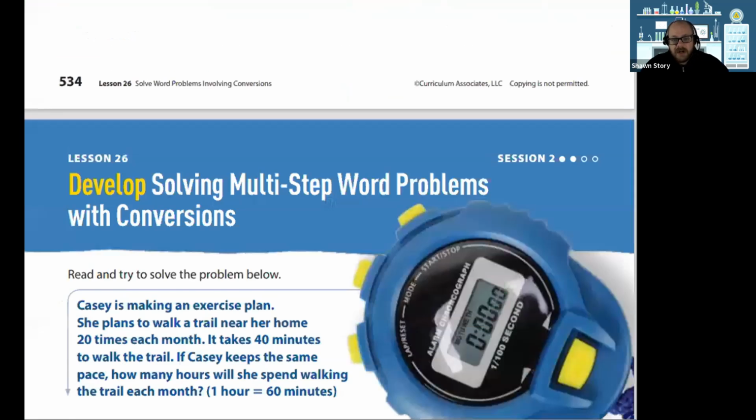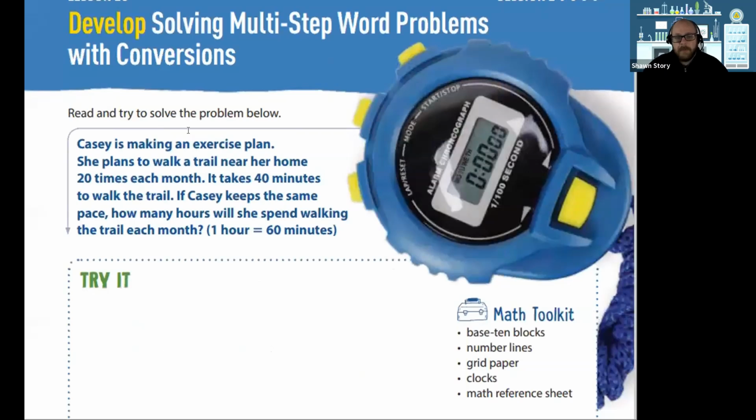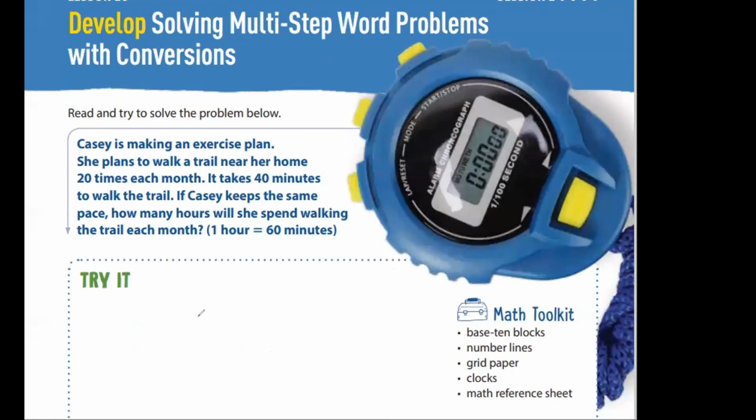All right, here's our next one. Who would like to read this story problem? I will. Okay, go ahead. Casey is making an exercise plan. She plans to walk a trail near her home 20 times each month. It takes 40 minutes to walk the trail. If Casey keeps the same pace, how many hours will she spend walking the trail each month? 1 hour equals 60 minutes. Yep.